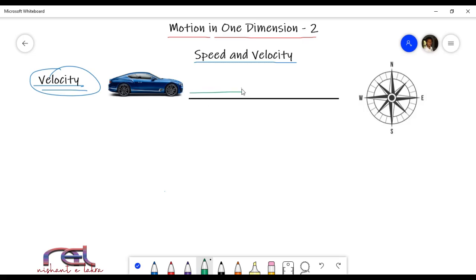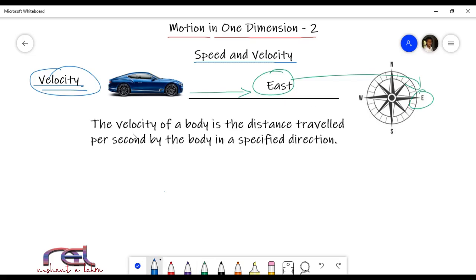Let us say that there is a car moving on a highway and it is moving towards east. You can look at the compass on your screen and you'll understand which side is east, west, north, and south. So in this illustration, the car is moving eastward. And let's say that it is moving at 100 km per hour.